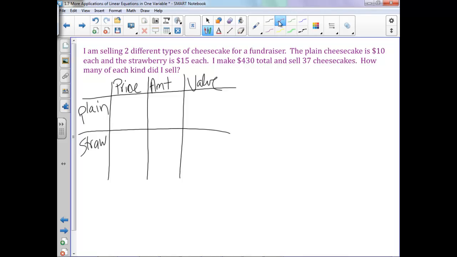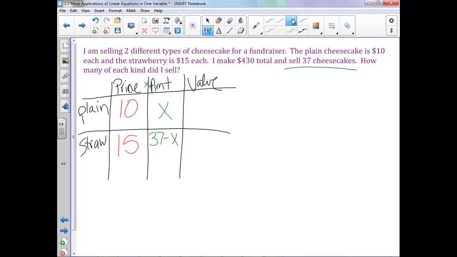So let's look at the different cheesecakes. The plain cheesecakes are $10. The strawberries are $15. We don't know how many of each of them we made or sold, but we did sell 37 total. So we don't know how many plain we sold, so we can call it an X. But we know we sold 37 total, so it's 37 minus however many plain we sold, which was X. Because, for example, if you sold 5 plain cheesecakes, you would have 32 strawberry cheesecakes.